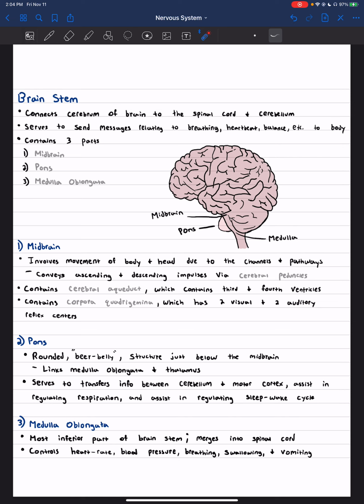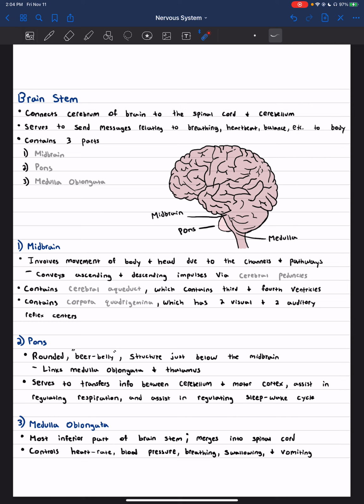We've got the pons, which is the second part of our brainstem. It's kind of this rounded beer belly structure, and it lies just below the midbrain. Functionally, it links the medulla with the thalamus, and it serves to transfer information. It's another transferring station where it'll assist the surrounding structures, and it serves as a kind of bridge. So it'll assist with regulating respiration and assisting in the sleep-wake cycle.